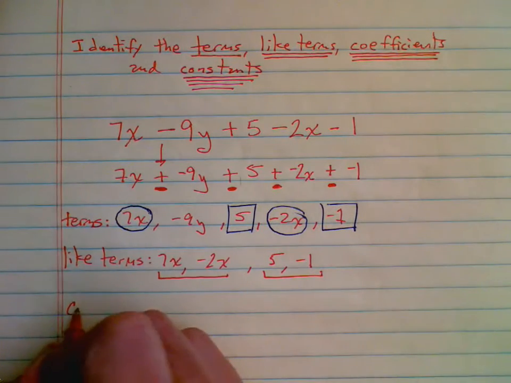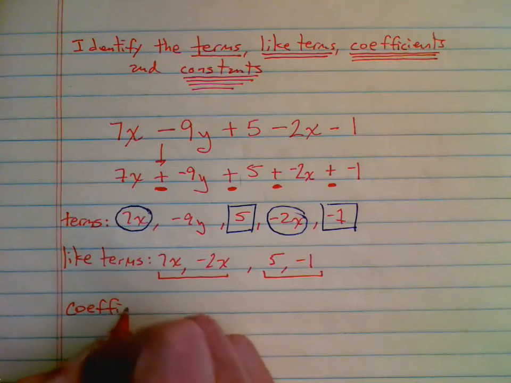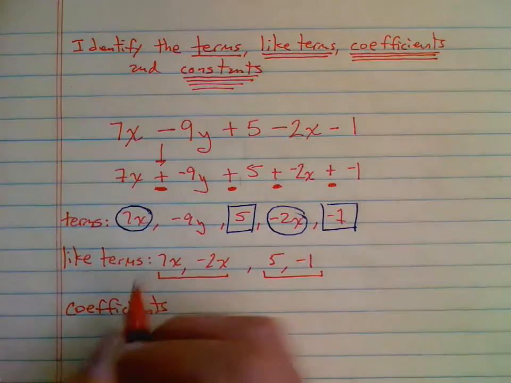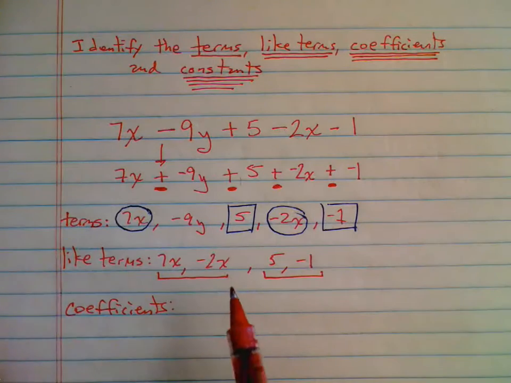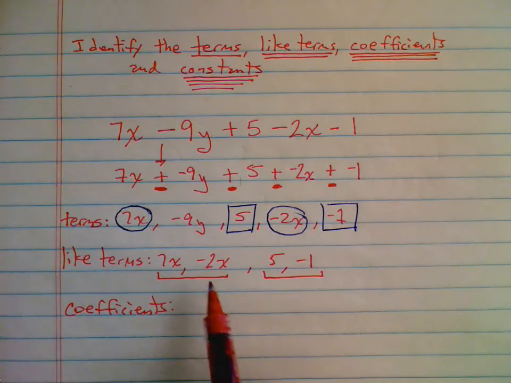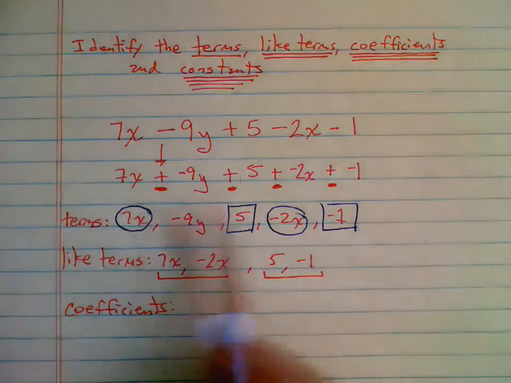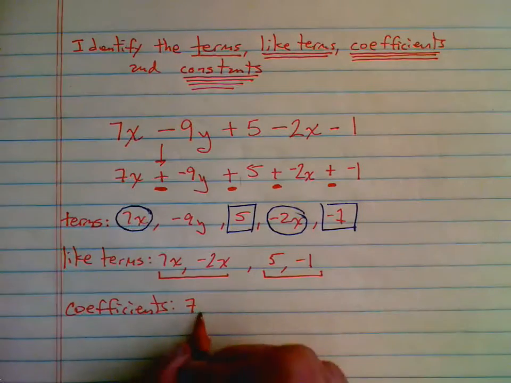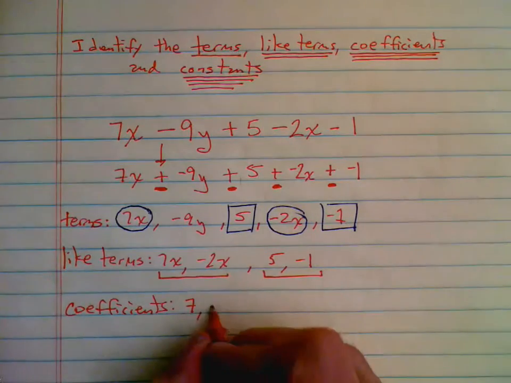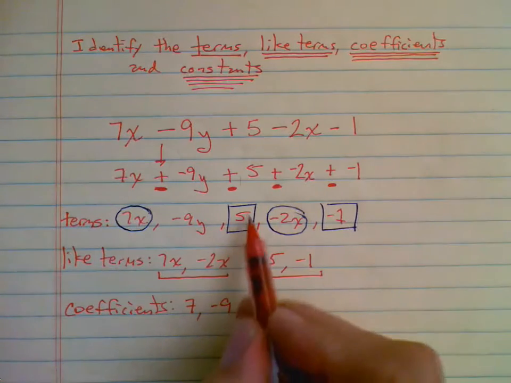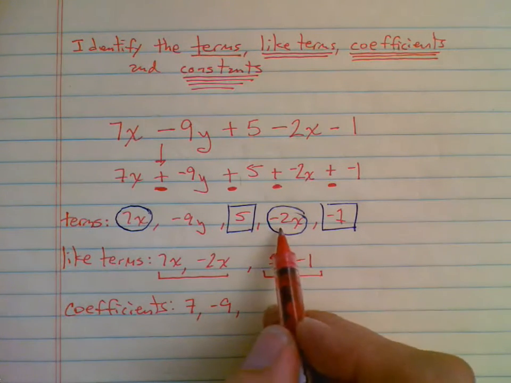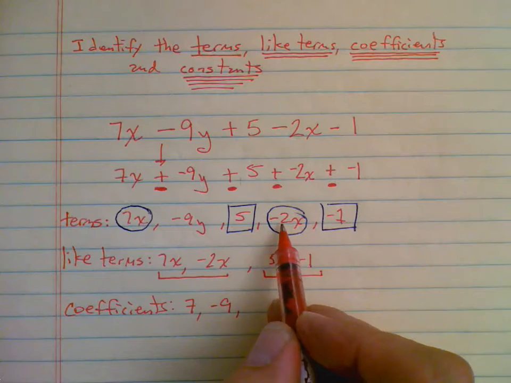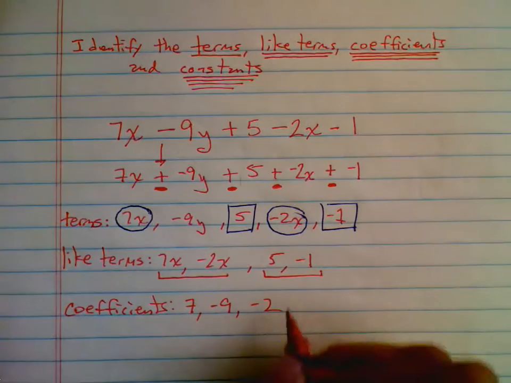So my coefficients are the numbers in front of the variable. So the numbers in front of the variables are 7, negative 9. This doesn't have a variable, so this is not a coefficient. But this has a variable, and the coefficient in front of it is negative 2.